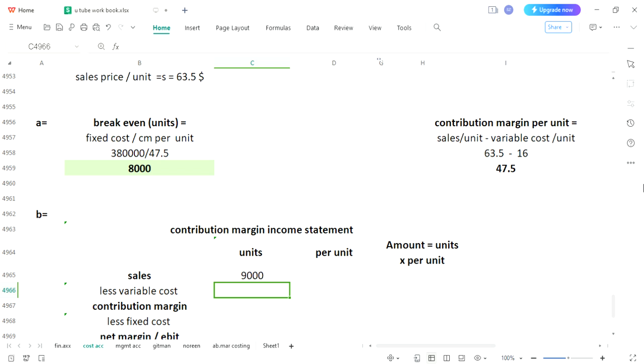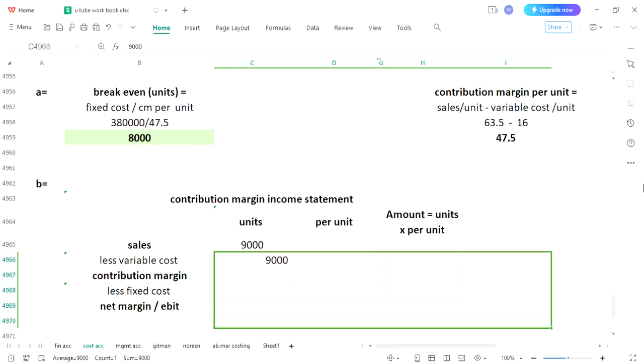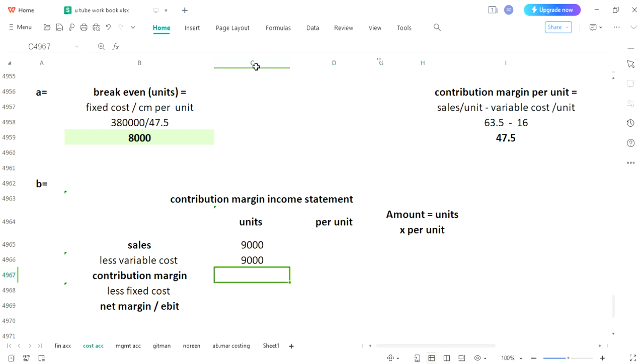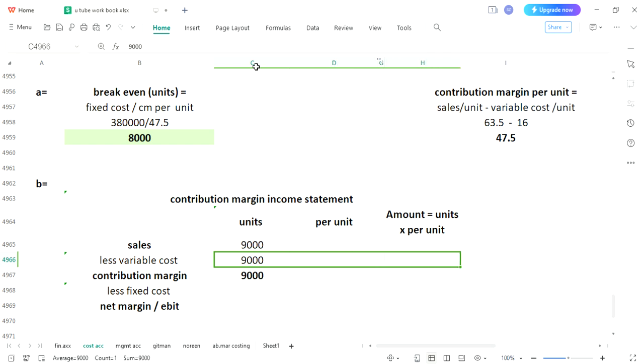Why? Because this is manufacturing concern, producing products. You cannot sell number of unit more than that of number of unit you have manufactured. It means number of unit of sale and number of unit of variable cost would always be equal. So you will write same 9,000 over here as well. Next procedure is to write down the number of unit of contribution margin. As it was mentioned earlier, number of unit would be same for all 3 factors: sales, variable cost and contribution margin.